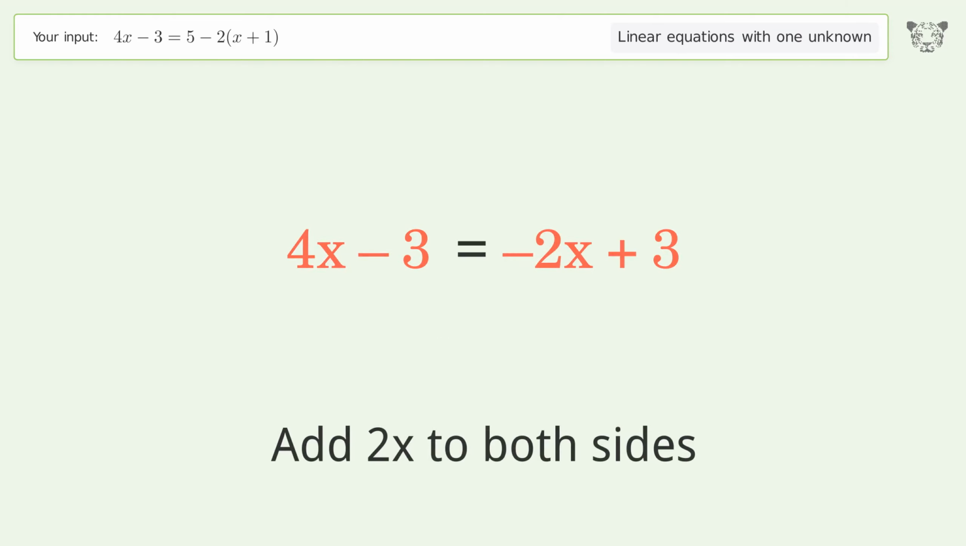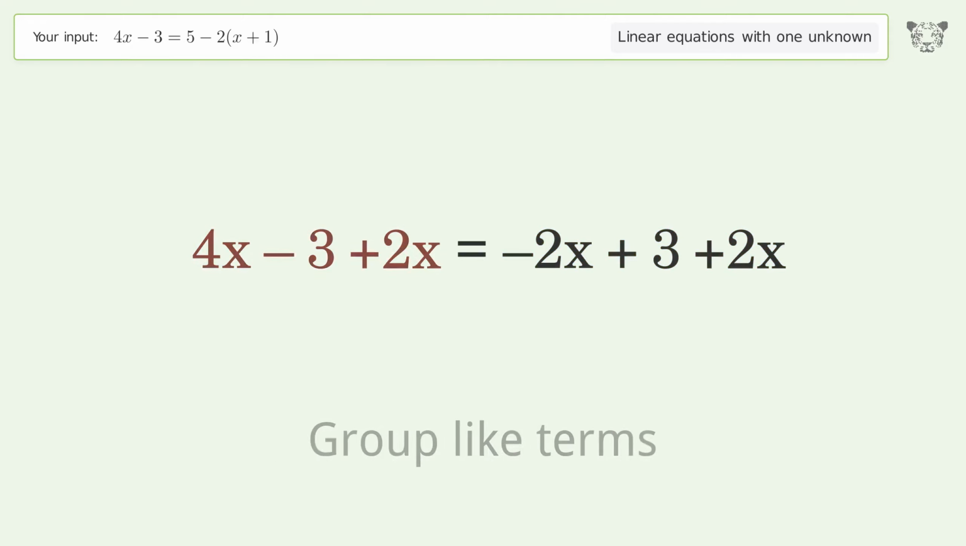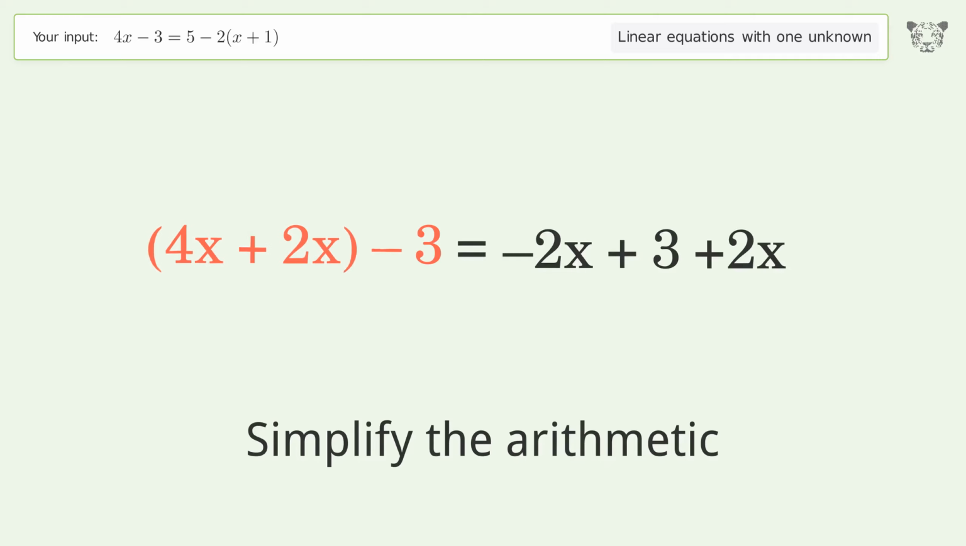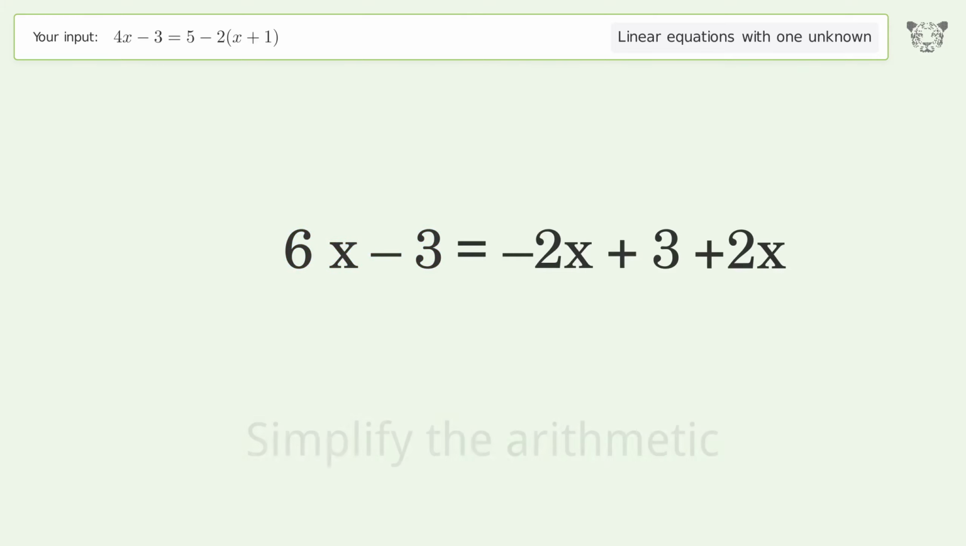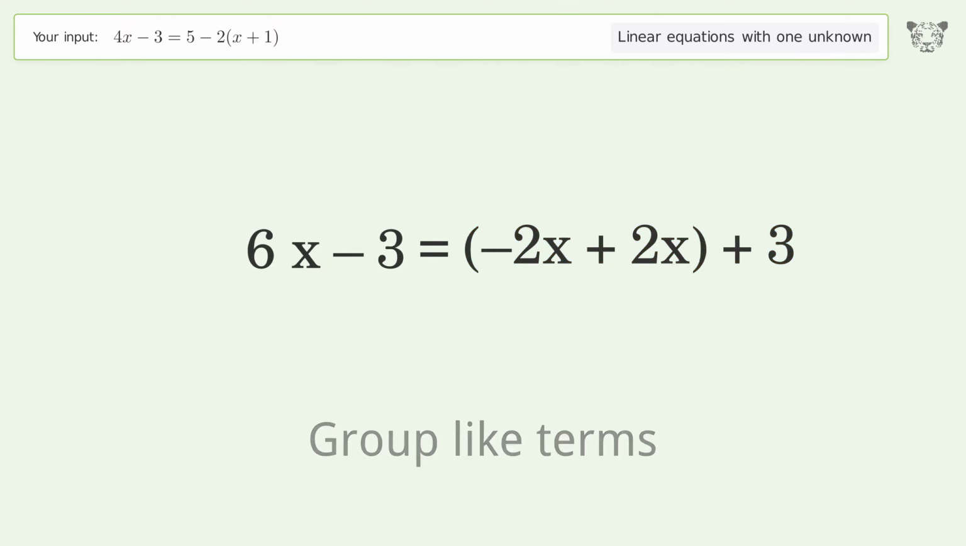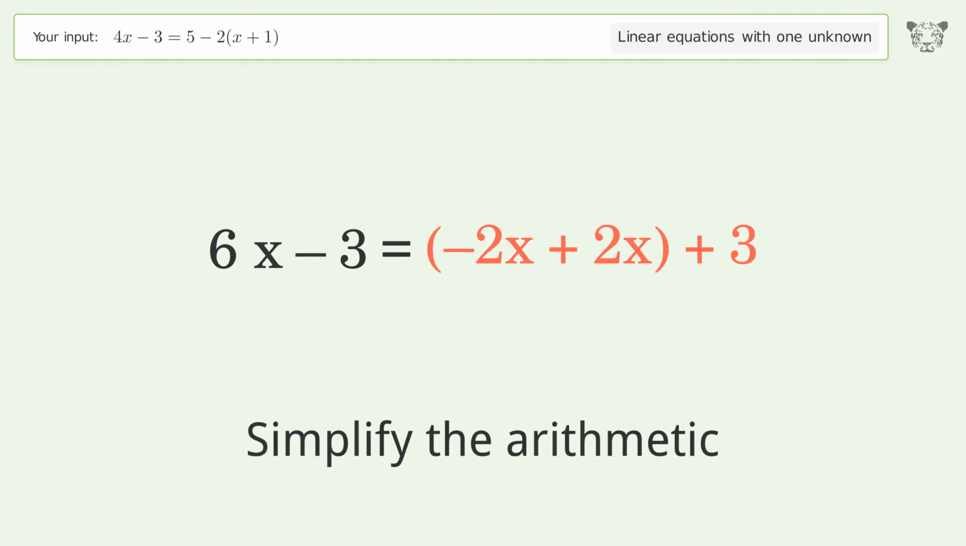Add 2x to both sides. Group like terms. Simplify the arithmetic. Group like terms. Simplify the arithmetic.